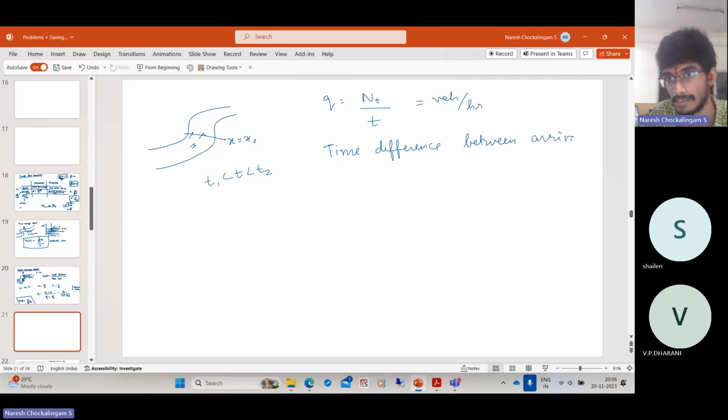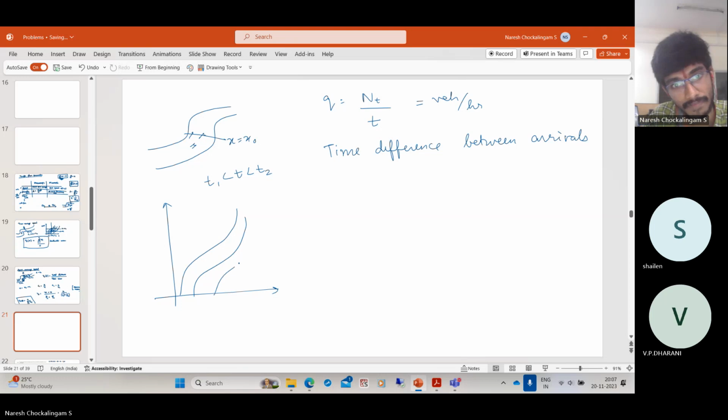Between the arrivals, right? First, again, suppose these are the different vehicles. You fix the given x. So this is vehicle 1, this is vehicle 2, this is vehicle 3. And suppose the time of observation is from t1 to t2, and let the total time interval be t.